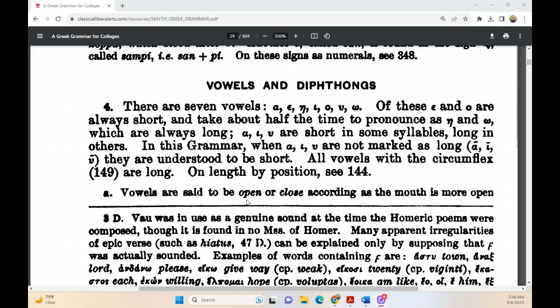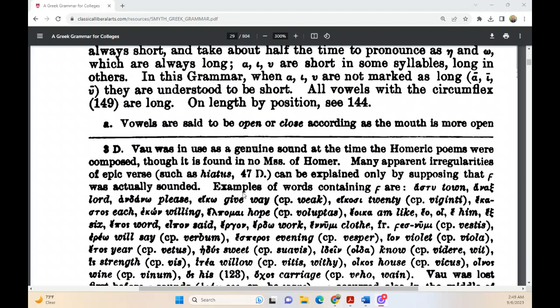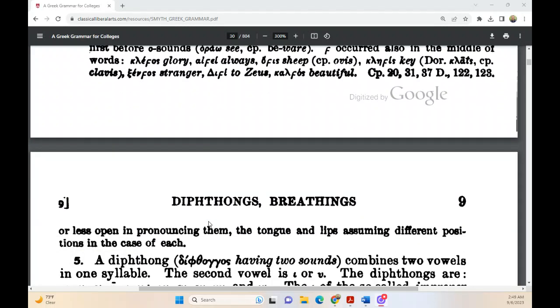Vowels are said to be open or close according as the mouth is more open or closed when the vowel is expressed. So some vowels are open and some vowels are close. It doesn't say closed because the mouth isn't closed, but close meaning more closed than open. Okay? So that's one thing to think about.